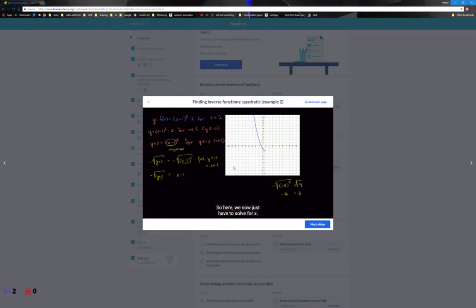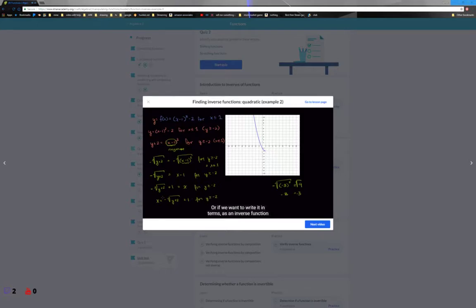So here, we now just have to solve for x. Add 1 to both sides, for y is greater than or equal to negative 2. You get negative square root of y plus 2 plus 1 is equal to x, for y is greater than or equal to negative 2. Or if we want to rewrite it, we could say that x is equal to the negative square root of y plus 2 plus 1 for y is greater than or equal to negative 2.